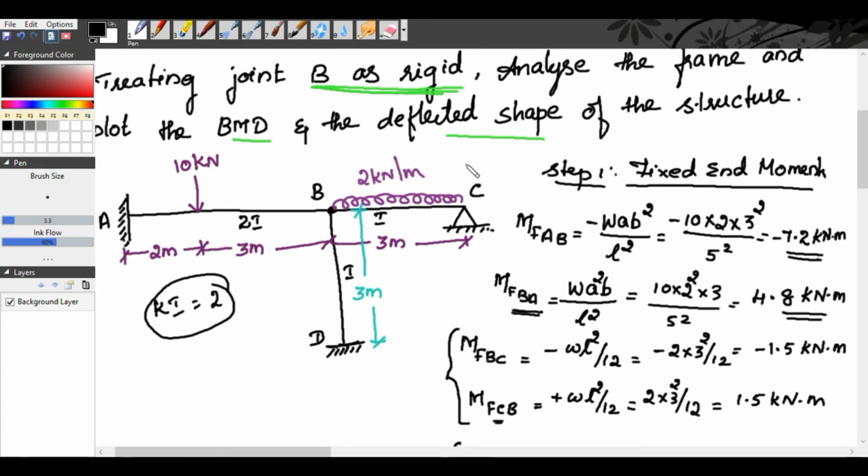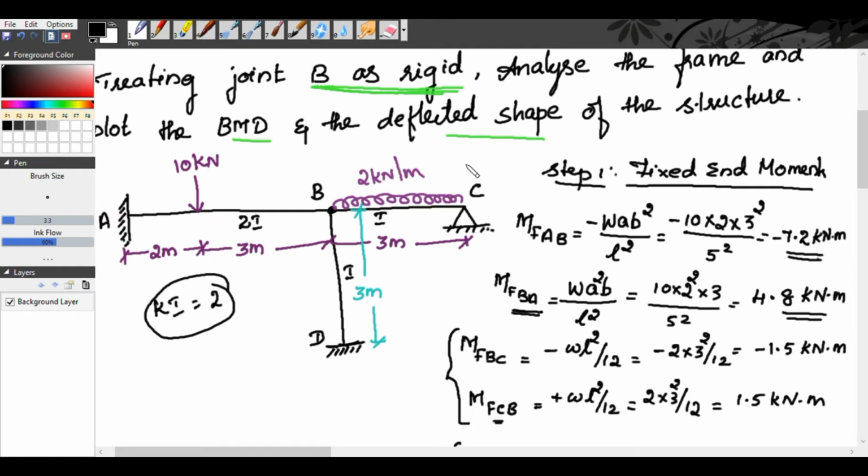So our next step, third step is, so listen, we have MAB, MBA, so 2 moments for the span AB, 2 for BC, 2 equations for BD. So 6 equations and the unknowns are theta B and theta C. So totally 8 unknowns are there, 8 values you need to find. So we have only 6 equations. So we need 2 more equations, right? 2 more equations.